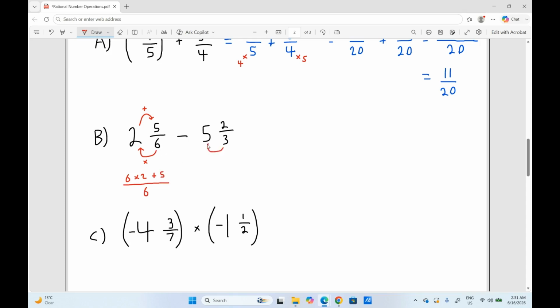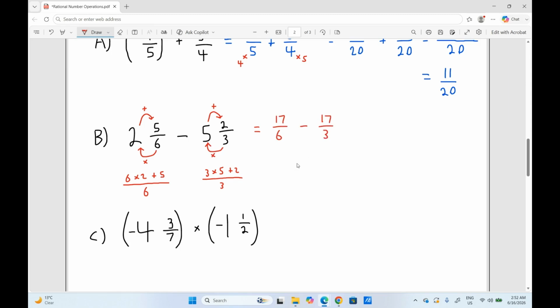I'm going to do the same thing to this mixed number here. I'm going to multiply the denominator by the whole number and then add that result to the numerator. So in this case, I have 3 times 5 plus 2 divided by the 3, which is my denominator, which stays the same. Upon doing so, 6 times 2 is 12 plus 5, that's 17. So this is 17 over 6 minus 3 times 5 is 15 plus 2, that's also 17. 17 over 3. Okay, great.